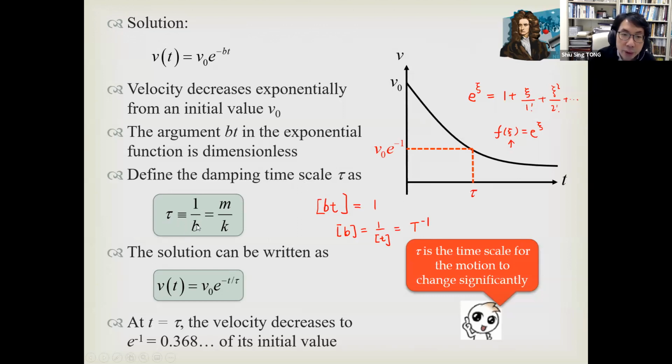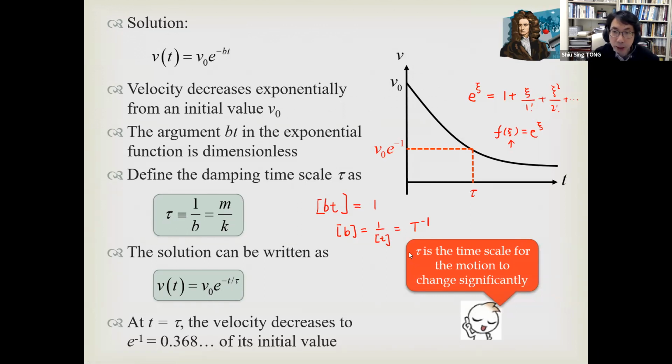Now, with this definition, of course, you can also write B in terms of K over M. And so tau will become M over K. Tau carries the dimension of time. And in terms of tau, you can rewrite the solution of V as V naught exponential minus t over tau. That is how you rewrite it.